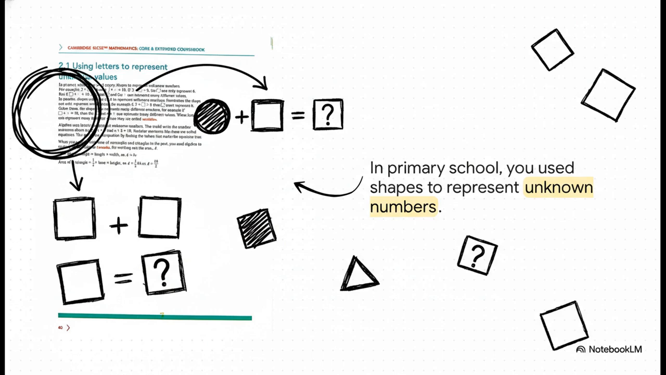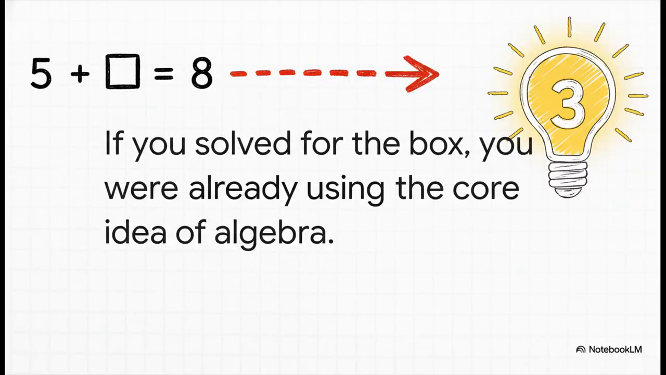Right? In those early puzzles, that empty box was just a placeholder, wasn't it? It stood in for a number we had to figure out. It represented some unknown value. So if you had, say, 2 plus something equals 10, you instantly knew that something had to be 8. And check this out. The moment you solved for that box, you were already doing algebra. Yep, you were using the core, fundamental idea behind it all, using a symbol to stand in for an unknown number. It's a skill you've literally had all along.